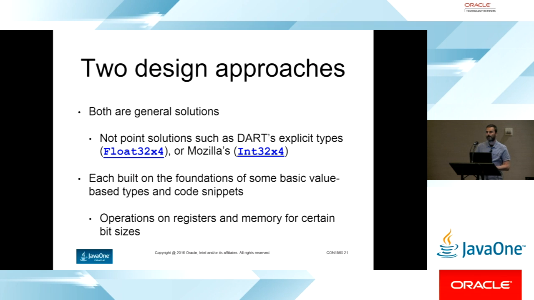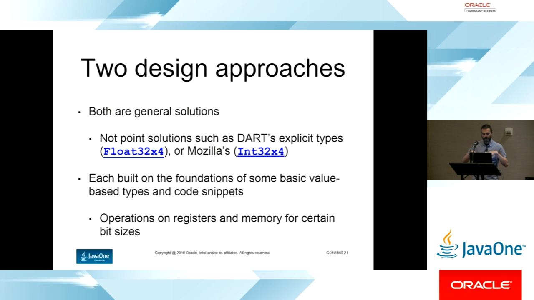So both are general solutions. We're trying to be more general here. What we don't want to do is add point fixes to the platform, such as Dart's explicit types or Mozilla's SIMD basic types. You see these in the JavaScript APIs. There were bugs open. People logged into the JDK for adding types like this, and we closed them down. I find this unsatisfactory to add a bunch of types here. We have an explosion of types because someone probably wants their byte times 64 or something like that. So we think we can do better than this.